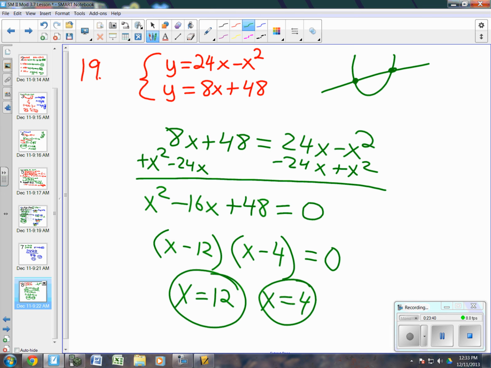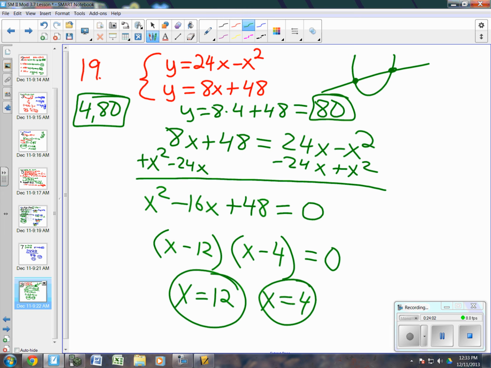A solution to a system of equations is where they intersect each other. So if I plug 4 in for x, y equals 8 times 4 plus 48. 8 times 4 is 32, plus 48 is 80. So one of my answers is 4, 80. Okay, if I plug 12 in for x, 8 times 12 is, what's 8 times 12, you guys? 96. Plus 48. Isn't it 144? 12, 144 is your other solution.